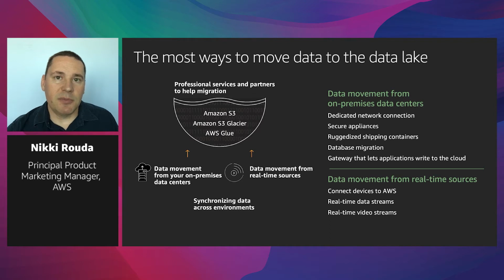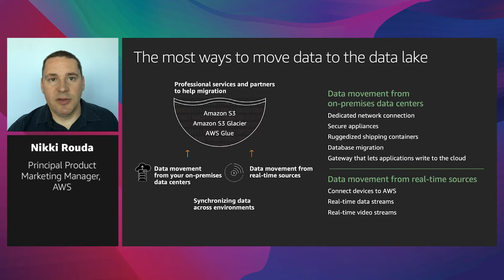So starting with some of the choices, we have hardware appliances, which can be shipped or actually driven to you. And these are our Snow family of products, things like Snowball, Snowcone, Snowmobile. Depending upon what amount of data you need to move, we have different tools that'll help you physically move the data into our cloud and into our S3 data lake.